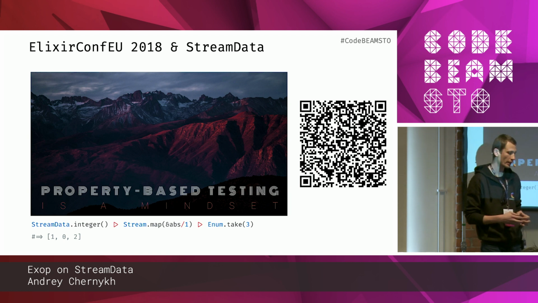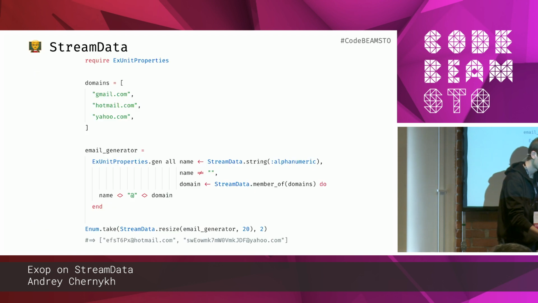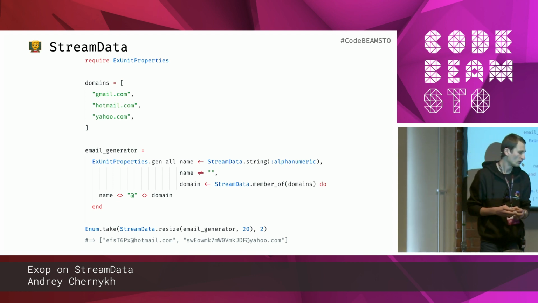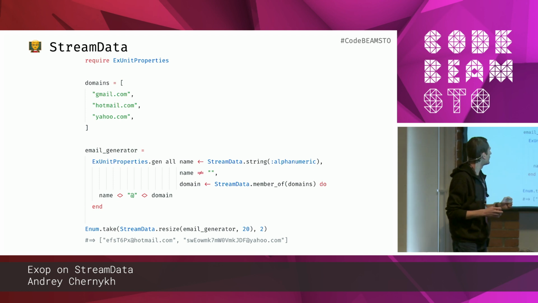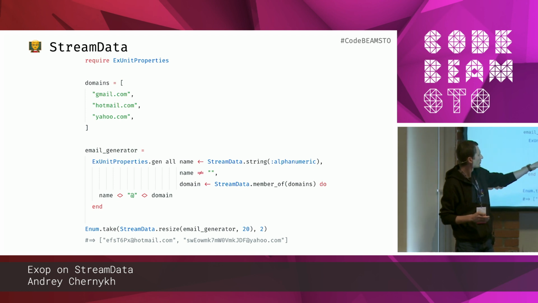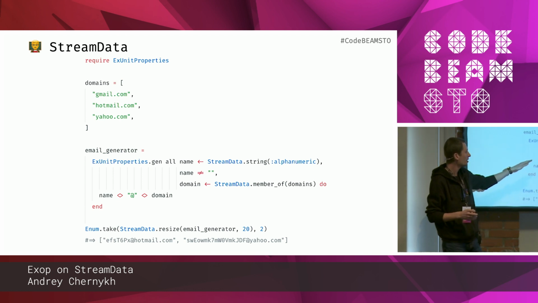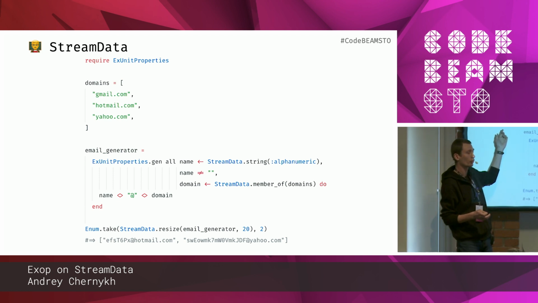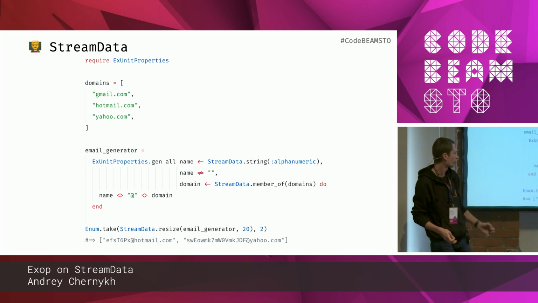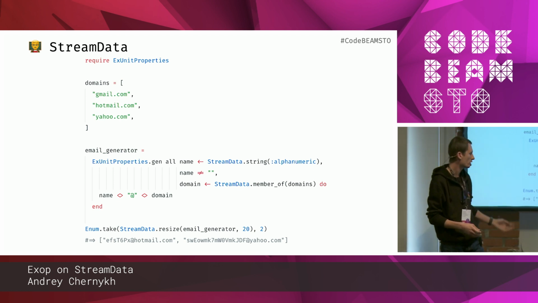For those who are not familiar with Stream Data, here is a very, very short introduction. Stream Data is a library that helps you generate data with either basic predefined generators or with custom generators written by you. Like here in Stream Data's example, we make an email generator by invoking the Stream Data string generator. Then we filter out blank names and use another Stream Data generator, member of, which simply takes one of the domains, concatenate it with @, invoke the stream and get from the stream some amount of entries, in this case 2.